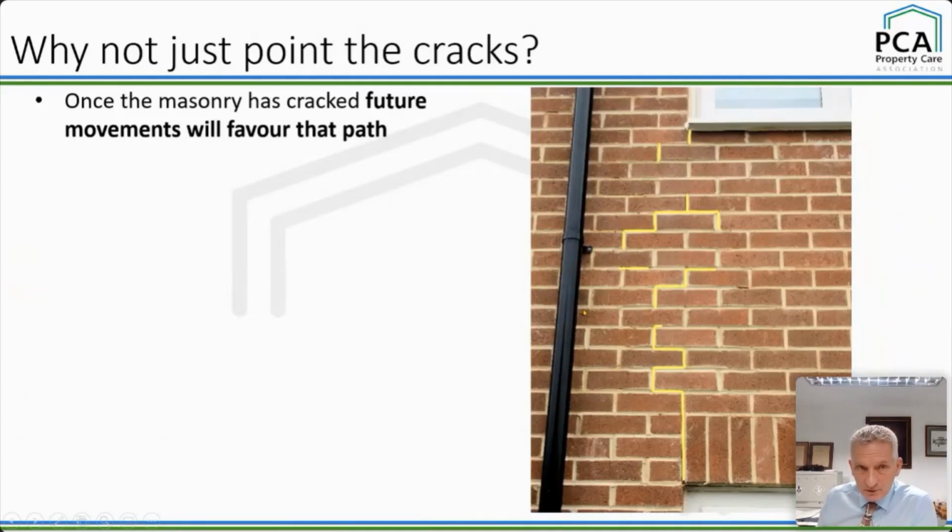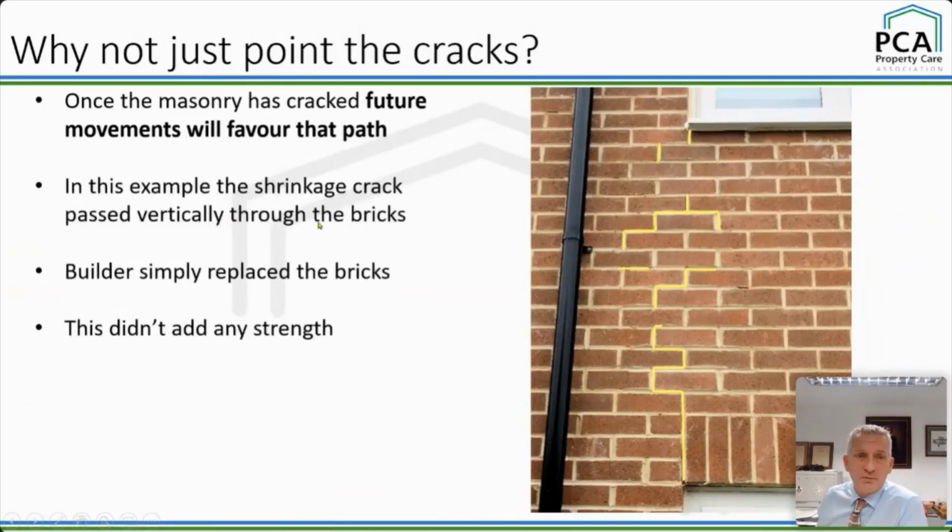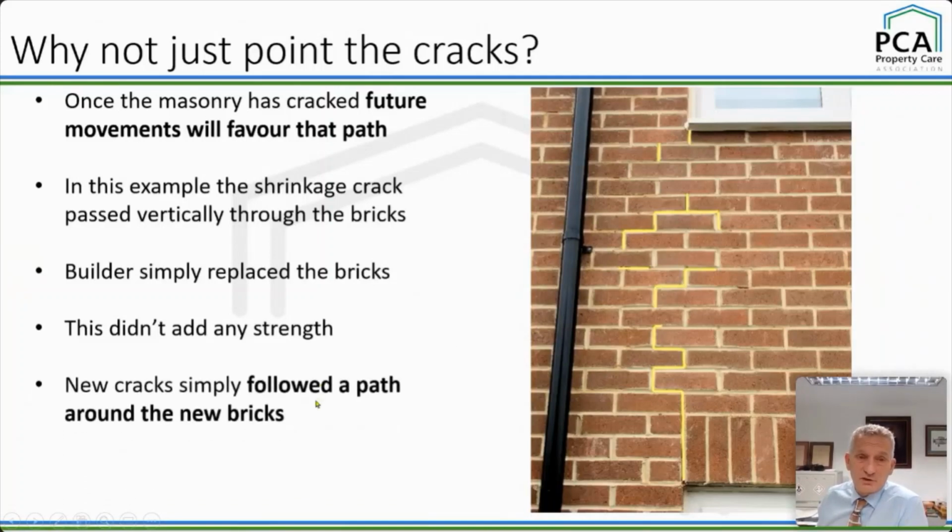So the builder basically replaced the bricks that had cracked and didn't do any crack stitching or anything else. And of course, it's not resolved the issue because the movement joints were defective. And even if there were no movement joints, it's not resolved the issue because the wall no longer has the continuity we want, that homogeneous panel that we want. So any movement, however slight, will favour the original crack position, and it's just cracked around. I've covered them with yellow to mark them, you wouldn't have seen them, but it's cracked right around the repair. So he replaced the bricks. It didn't add any strength, and the new cracks just followed the old one.